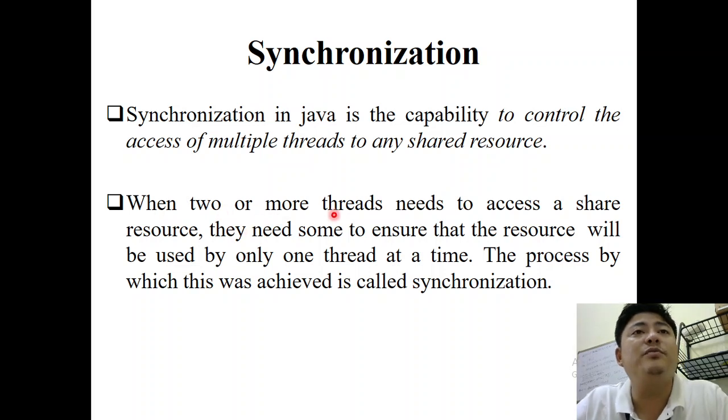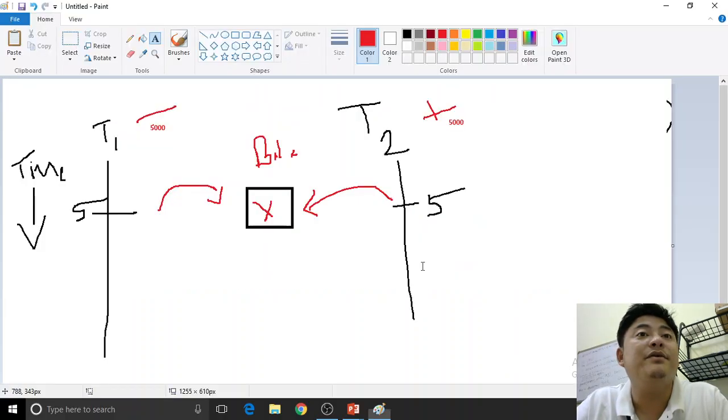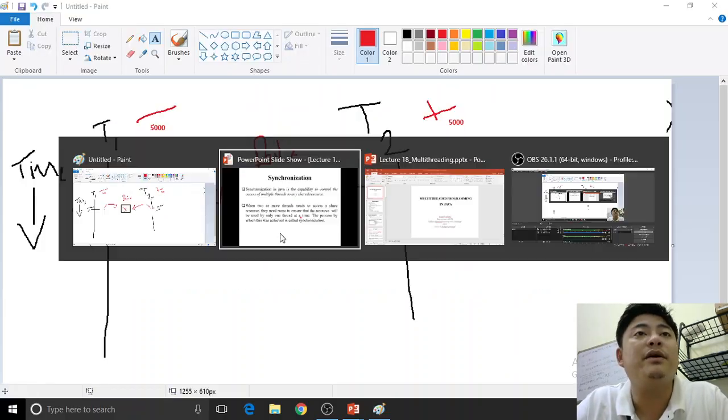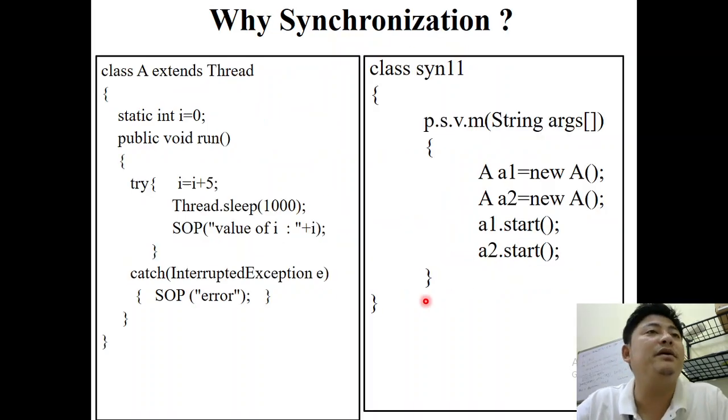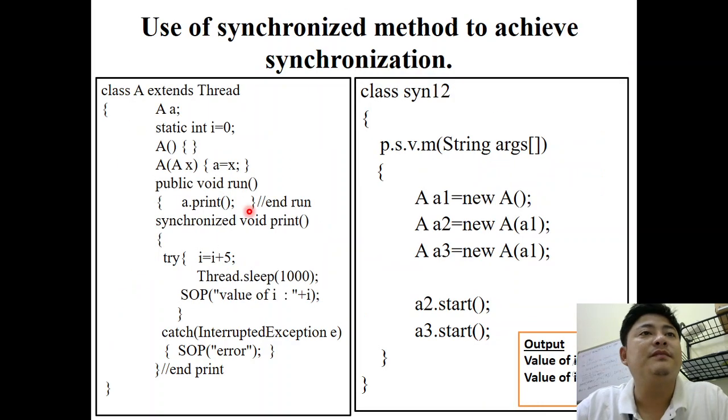So when two or more threads need to access the same resource, they need some way to ensure that the resource will be used by only one thread at a time. So how will this be handled? That is handled with the help of synchronization. There is a keyword called synchronized, as you can see over here, with the help of which synchronization is done.